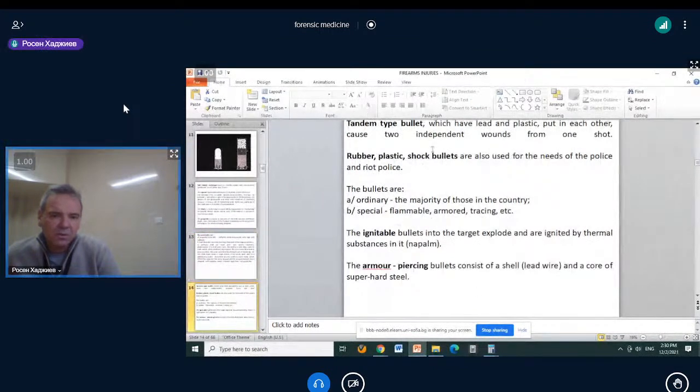Different types of bullets: tandem bullets, which have lead and plastic put in each other, and they cause two independent injuries, independent wounds from one shot. Rubber, plastic shot bullets are used by the police when there are some riots on the streets, just to spread out the protesters. In some cases they use these rubber plastic shot bullets. Maybe the colleagues from Greece know very well.